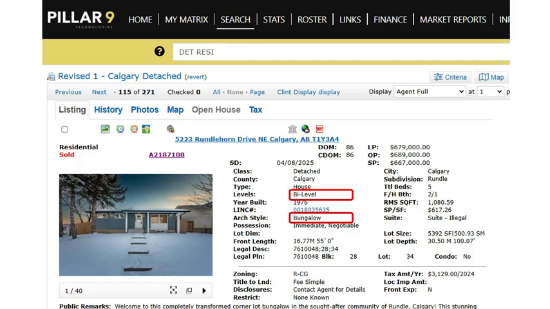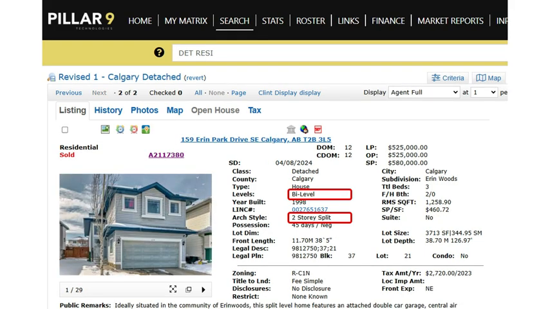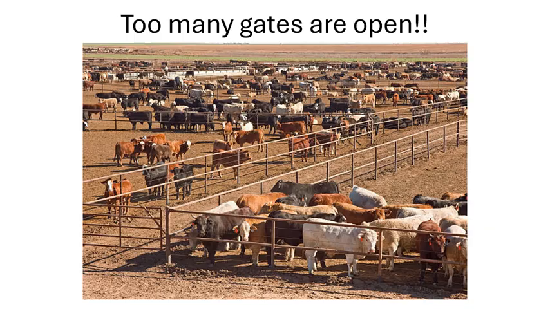Can't be both a bi-level and a bungalow. Can you tell which one it is by looking at the picture? It's obviously one and not the other, but the listing says it's both. This just goes on and on. There's so much of this. This is what happens when too many gates are open.